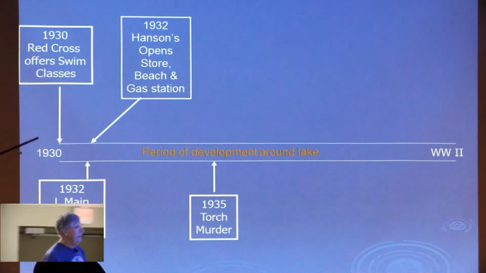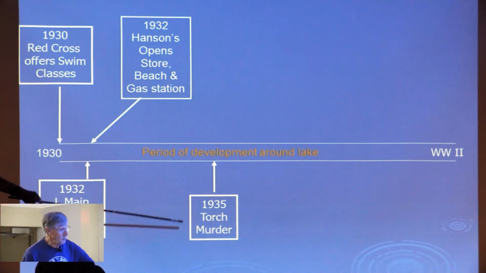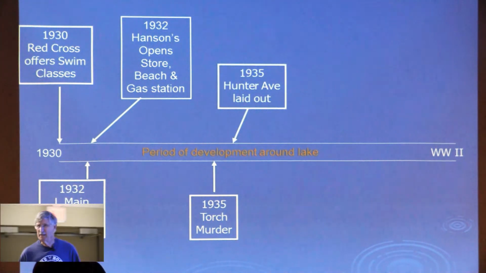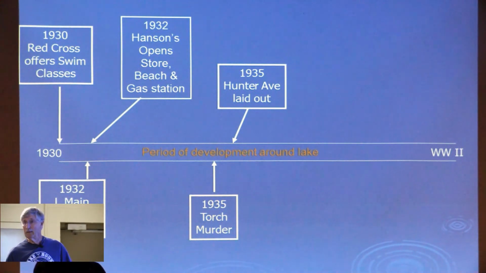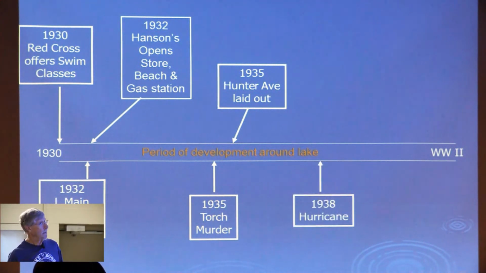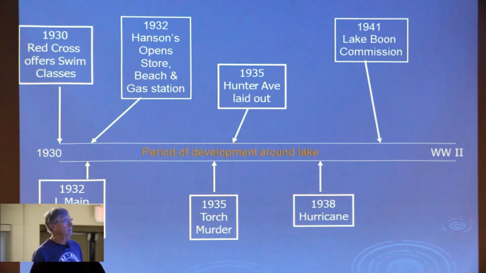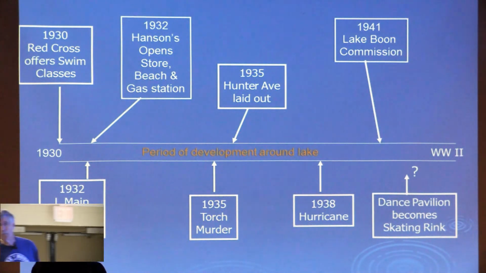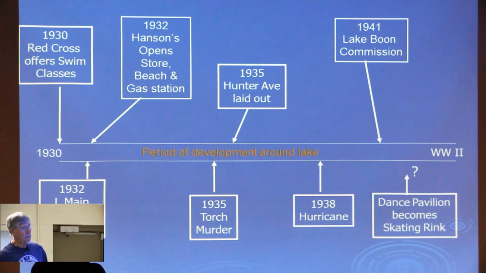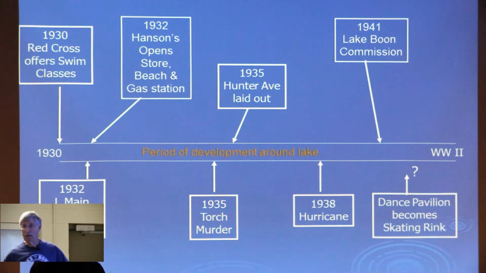Hanson's store opens then. Oh, the Torch murder. That's what you came to hear. You want to hear the bloodthirsty bit. Hunter Ave was laid out quite late. We sometimes think it wasn't. The big hurricane, the Lake Boone Commission, and the dance pavilion at some point becomes a very successful, very well-known roller skating rink.